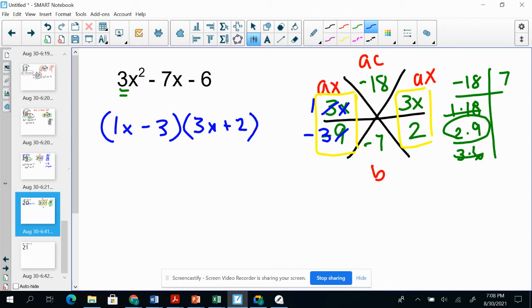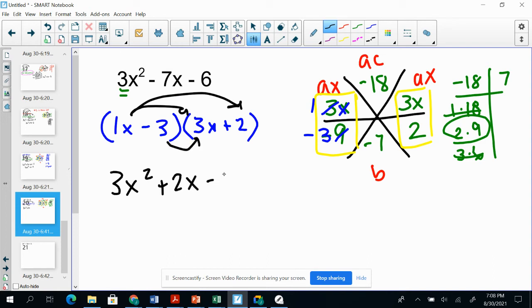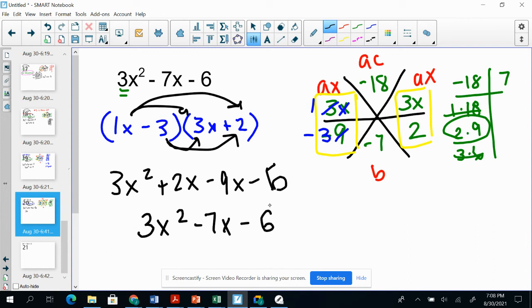And again, you can box it, FOIL it, check it. So X times 3X is going to give me 3X squared. And then 1X times 2 will give me 2X. Negative 3 times 3X is a negative 9X. Negative 3 times 2 is a negative 6. Combine our like terms there in the middle, we end up with 3x squared minus 7x minus a really ugly 6 up there. And that's where we started. So we did it again.